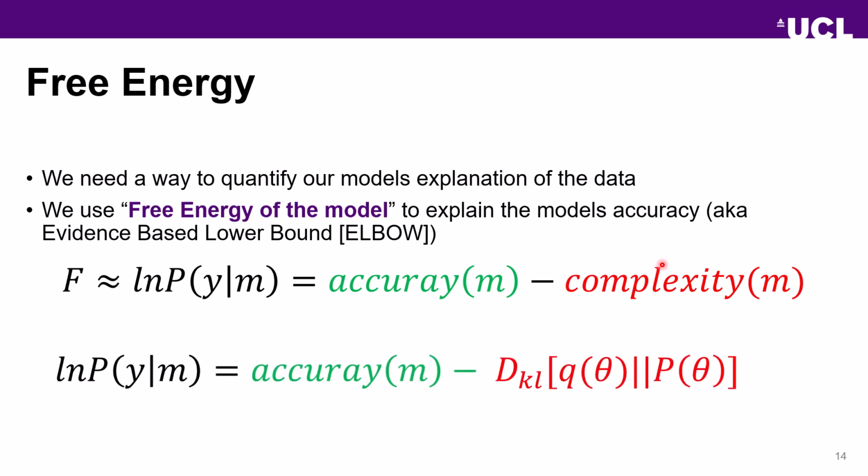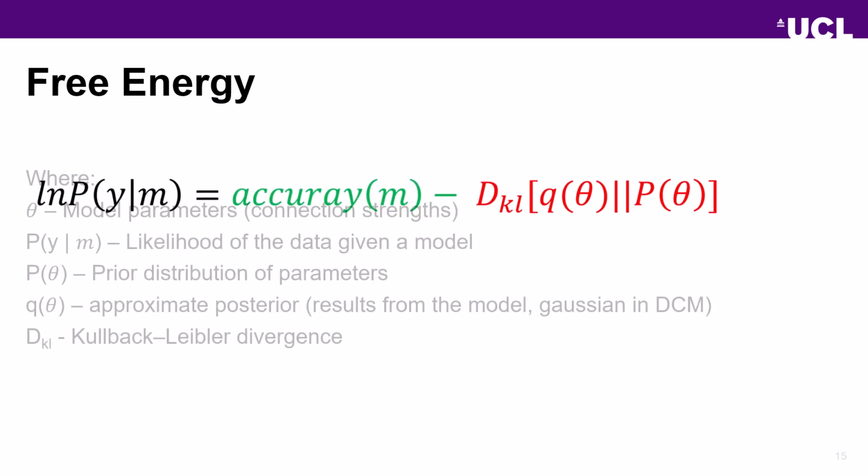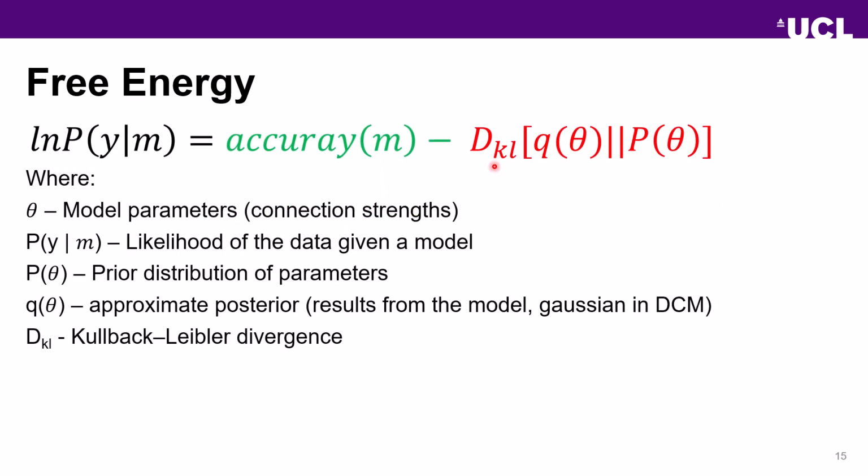You may also know of AIC or BIC. This is similar to that, but the key difference is that while the accuracy metric is the same, and I'm not going to talk too much about it, the real difference in free energy is the complexity term. And the complexity term is defined like this. We have our Kullback-Leibler divergence, or KL divergence, and we're looking at the prior distribution of the parameters, which is P here, and how our approximate posterior, Q here, has changed from those priors in free energy.